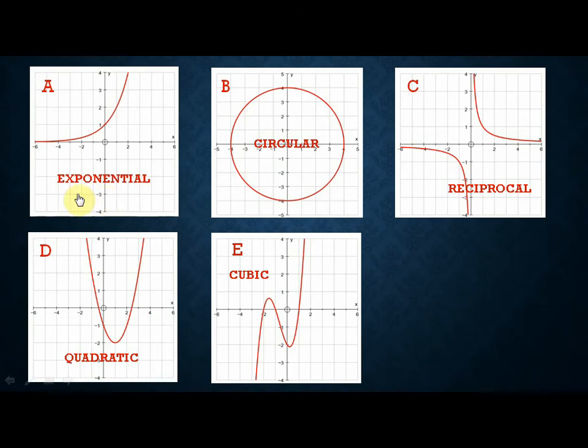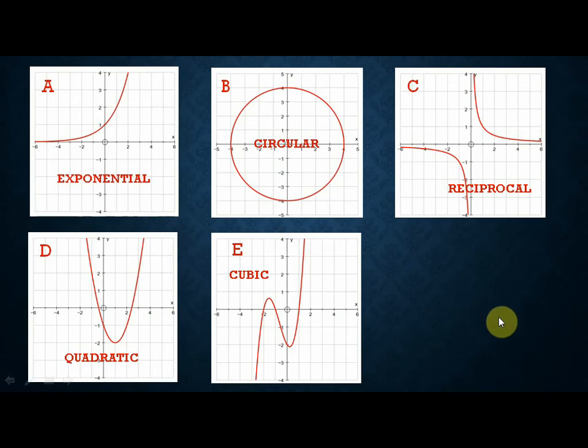If the function is exponential, then the graph is like that, and if the function is circular, then the graph is like that. If the function is reciprocal, f of x equals 1 over something, then the curve is away from the origin. If the equation of the function is quadratic, then the graph is like a U, an upper U or a lower U, and if the function is cubic, then the graph is like a wave.